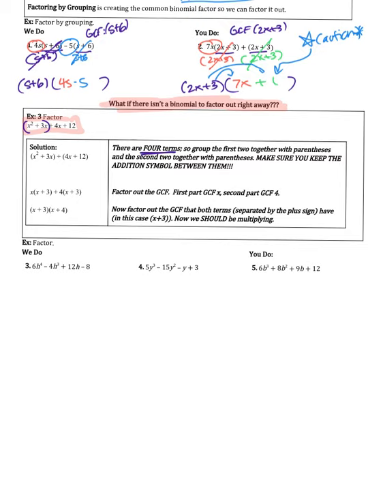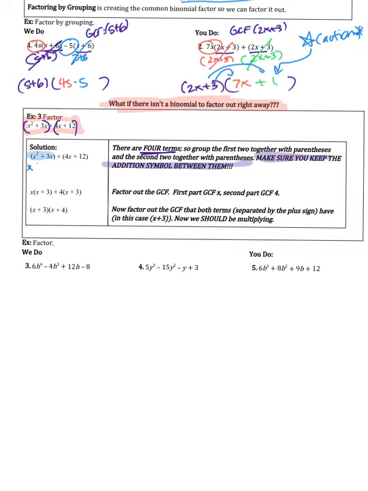If you put parentheses here, this becomes multiplication. It's not multiplication. So we want one set of parentheses plus the other set of parentheses. And that's kind of what I mentioned right here. Make sure you keep the addition symbol between them. Now that you have done that, you're going to identify the greatest common factor for each set of parentheses that you just created. So looking at this first set, x squared plus 3x, what's the greatest common factor there? Well, that's going to be x.